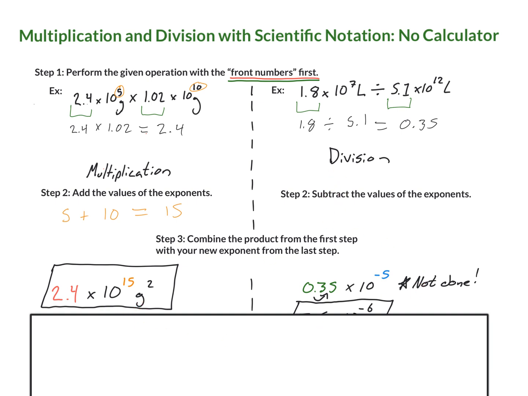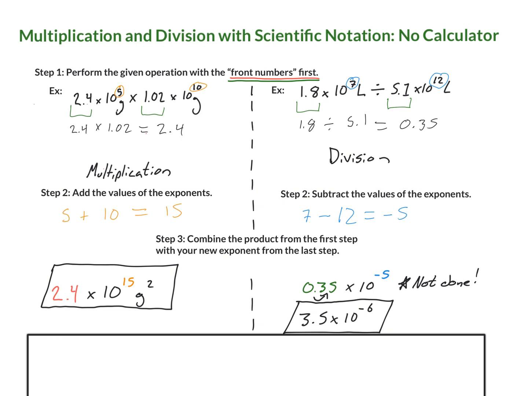All right, let's look at division. If I'm subtracting, I have 7 minus 12, right? 7 minus 12 is negative 5, all right? So it's the same situation over here. So I got 0.35 times 10 to the negative 5. Oh, but look, I'm not in proper scientific notation. So what do I do? I move it over to the right one. That's a reduction in value. So I need to make it more negative. 3.5 times 10 to the negative 6.